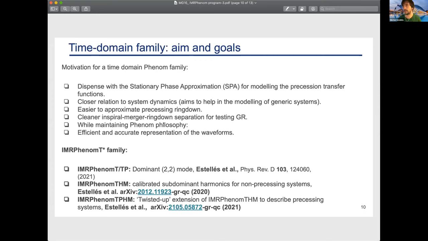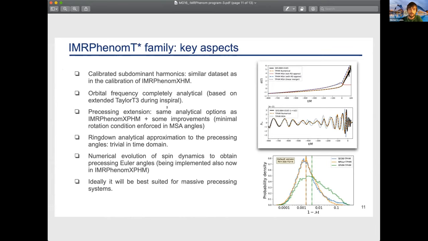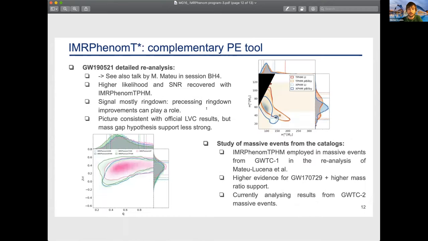Sorry. Yes, well, very briefly, this time domain family was developed to overcome some of the caveats that we have mentioned for the frequency domain models, and it includes three new models explained in these publications. Essentially, it ports the standard techniques of the Fourier domain Phenom modeling to the time domain. This allows us to avoid the stationary phase approximation and also to include some improvements in the ringdown region. And this makes these models highly appropriate for studying massive precessing events.